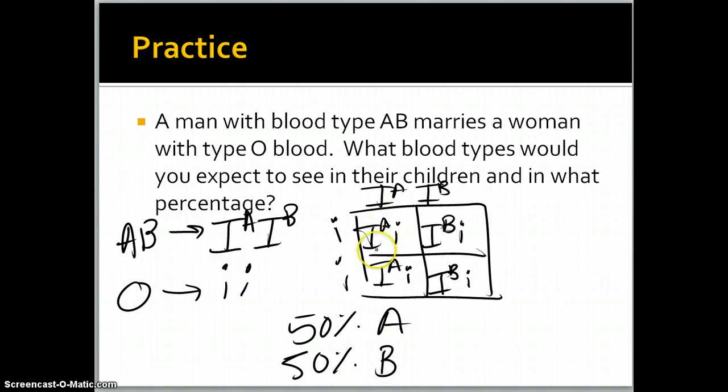In order to have type A, you need to have one dominant A allele. In order to express B, you need to have at least one dominant B allele. I is recessive, so you need 2 i alleles in order to express type O blood.